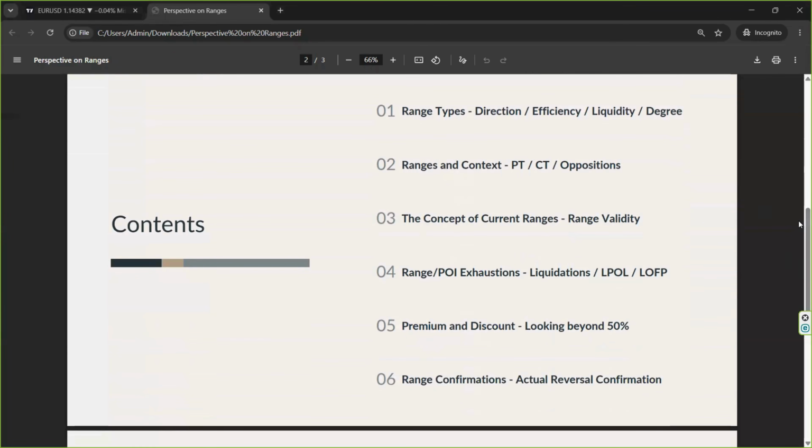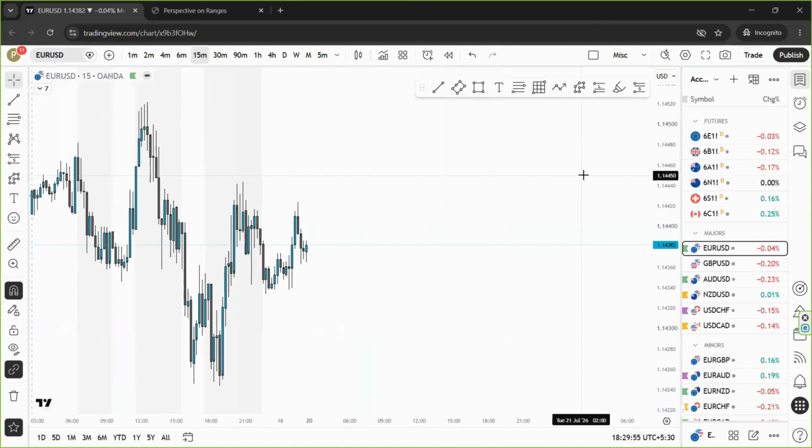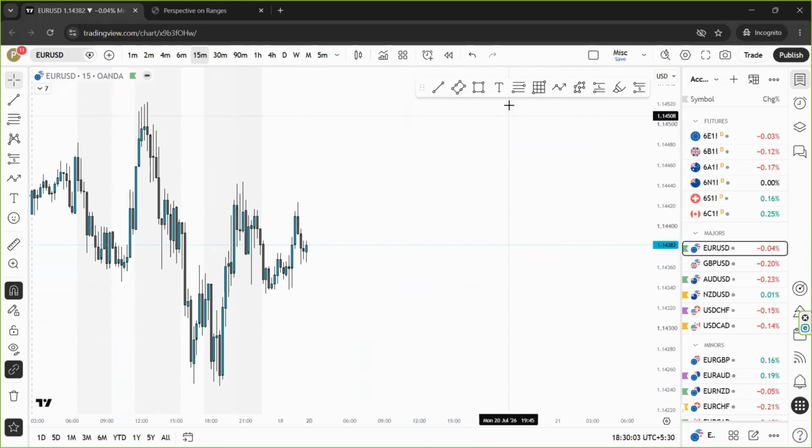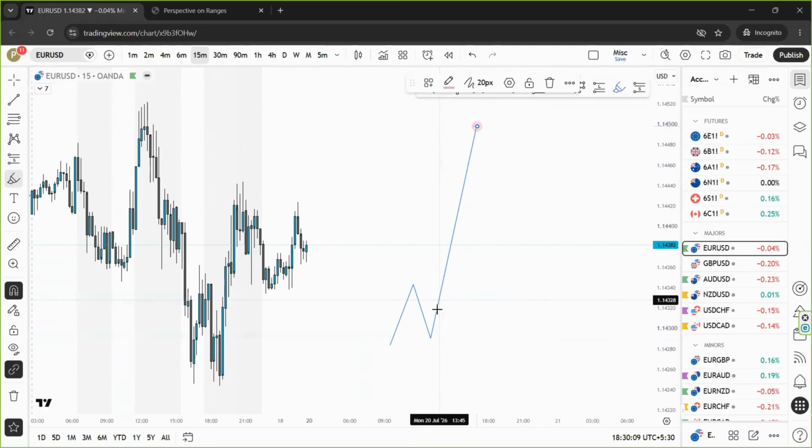So this is basically what we are going to talk about in this video. The first thing we have to understand is that when we think about ranges, we are not talking about consolidations here, but rather price lag. We are not talking about what people consider consolidations or ranges, but rather our focus is something like this. So basically, this is what constitutes a range.